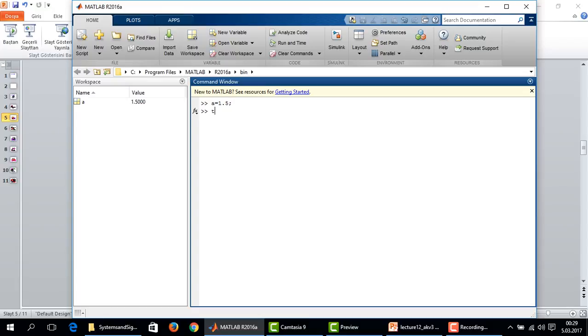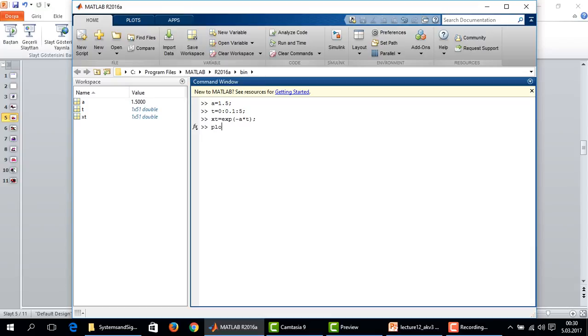and time interval, let's define time interval between 0 and 5 seconds, with 0.1 second increments. Okay, then lowercase x(t), time domain signal, is exp in parentheses minus a times t. So we obtain the time domain signal.